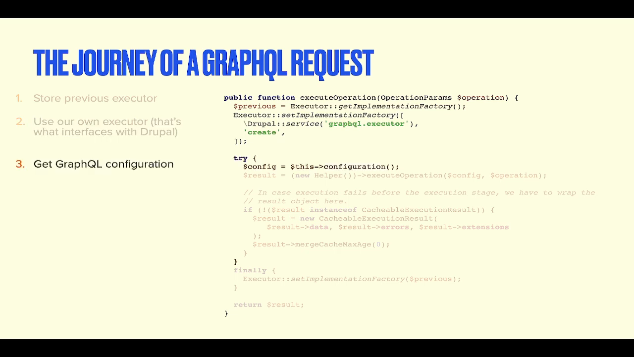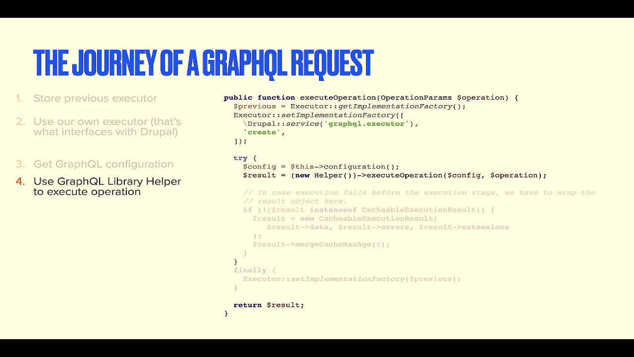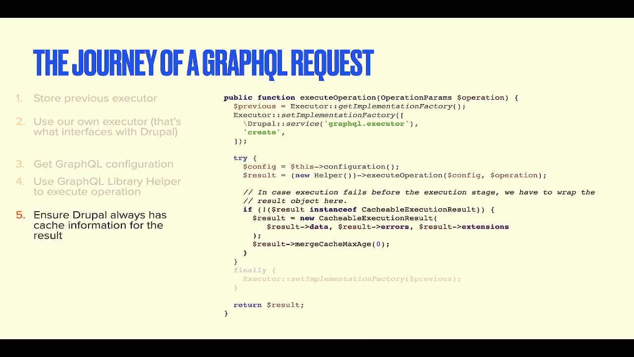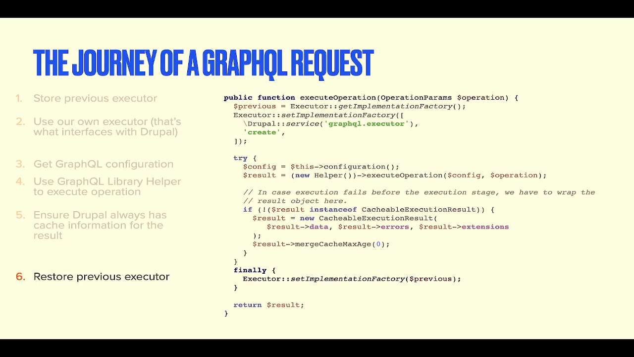The next thing we'll do is load the configuration from our server entity, and we'll dive into this function in a little bit because it's quite interesting. Once we have our configuration, we actually go back to the GraphQL library and let it do most of the heavy lifting by calling the helper's execute operation with our newly created config and our operation. We check the result to make sure that it's cacheable. Even if we get back a result that's not cacheable, we make sure that Drupal knows that it's uncacheable, and then we return it. Whatever happens, whether it went right or wrong, we make sure to restore the previous implementation factory.